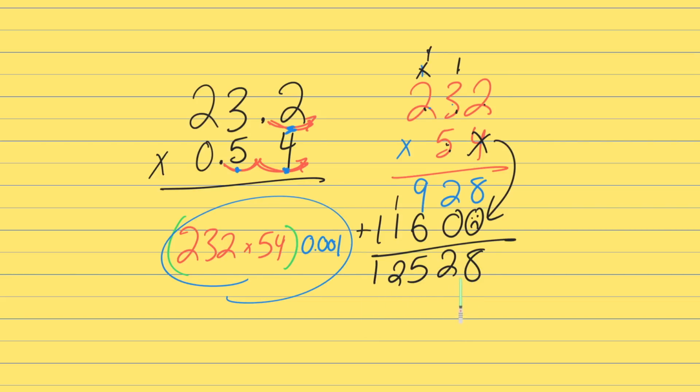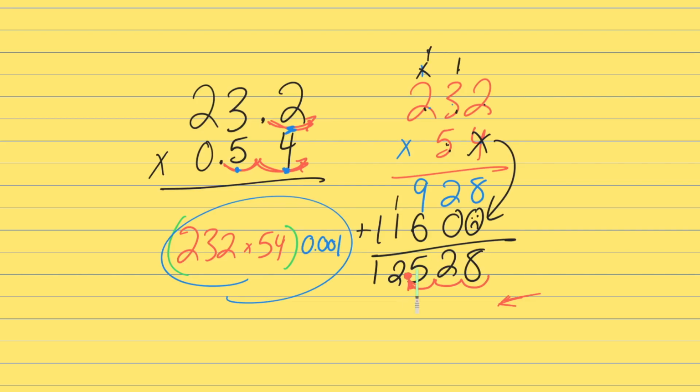12,528 here. But remember, this is too large. I was multiplying 232 times 54. My actual numbers were 23 and 2/10 times 54 hundredths. So I have to make this answer 1,000 times smaller. So we move it 3 decimal places to the left. So we go 1, that's 10, 2, that's 100, 3, that's 1,000. So my decimal should go there.